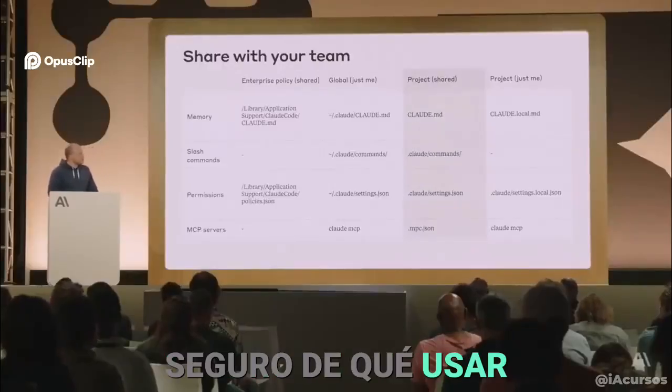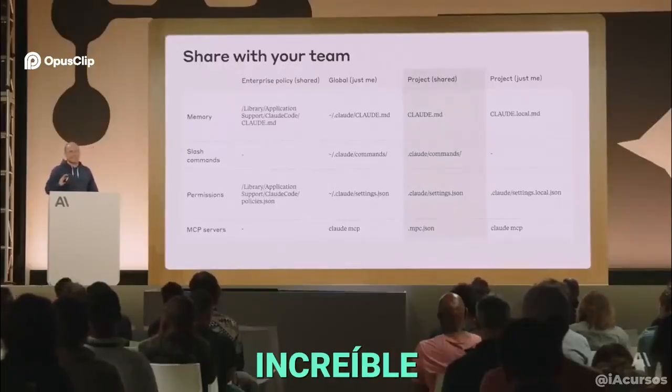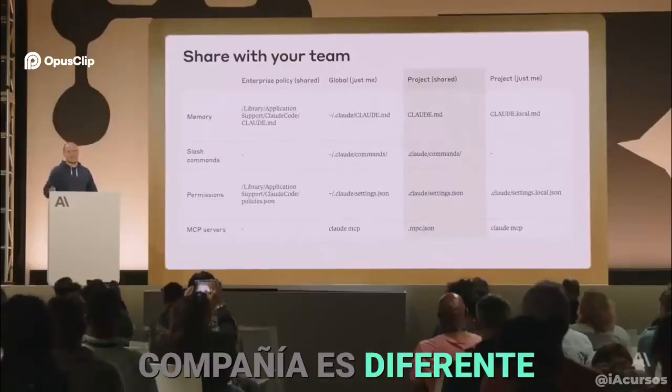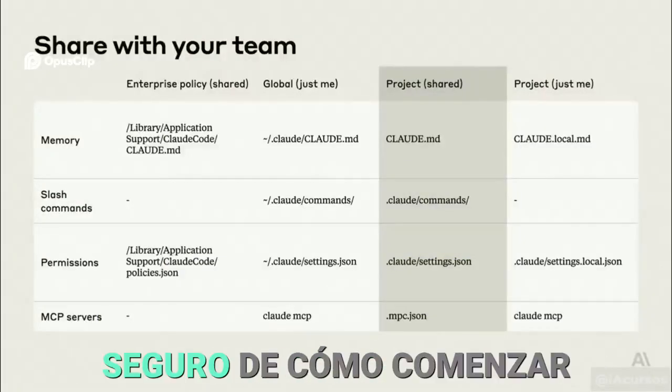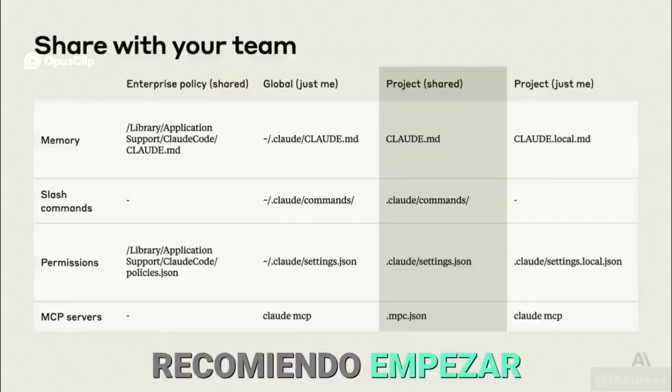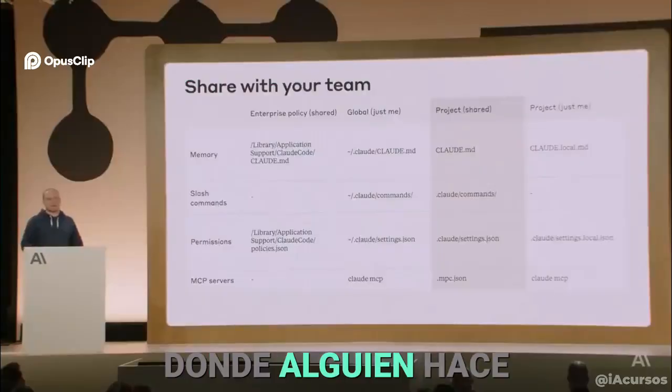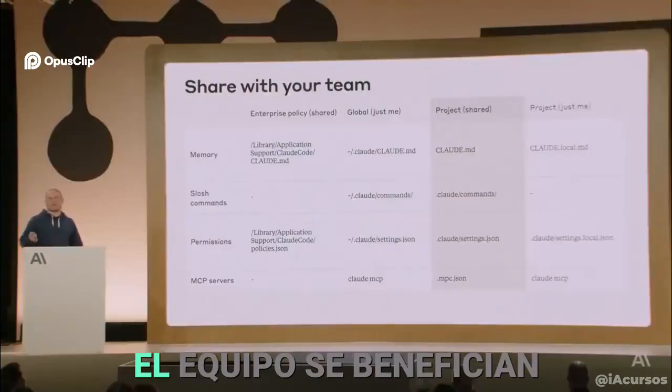If you're not sure which of these to use, this is kind of an insane matrix because we support a lot of stuff and engineer workflows are very flexible and every company is different, so we want to support everything. So if you're not sure how to get started, I would recommend starting with shared project context. You write this once and then you share it with everyone on the team and you get this network effect where someone does a little bit of work and everyone on the team benefits.